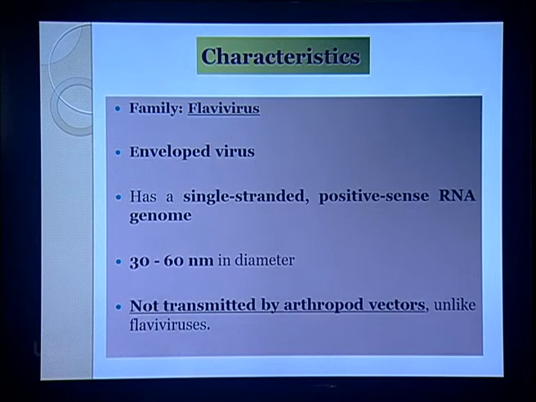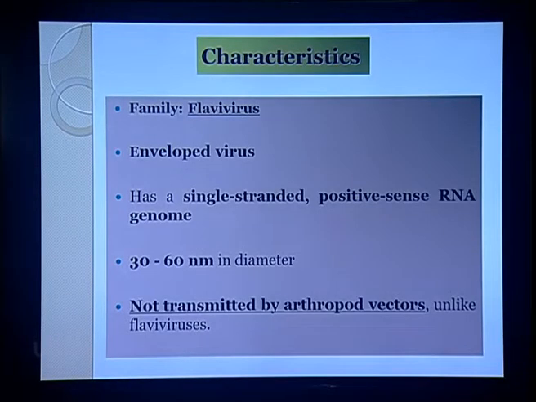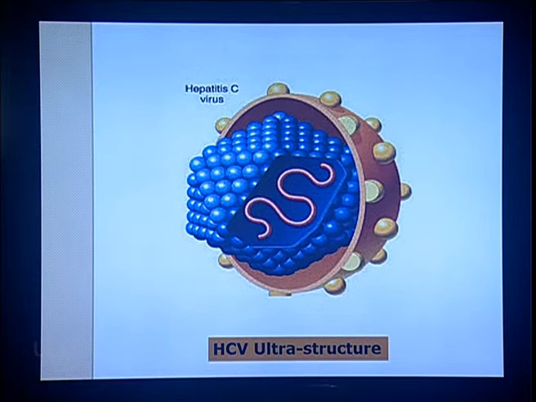Now coming to the family, it belongs to the flavivirus family, but unlike the flaviviruses, they are not transmitted by arthropod vectors. Regarding the genome, they contain a single-stranded positive sense RNA genome. Now you can see the structure of the hepatitis C. You can see the single-stranded positive sense RNA genome. You can see the capsid surrounding the genome, and you can see the outermost envelope encircling the nucleocapsid part.